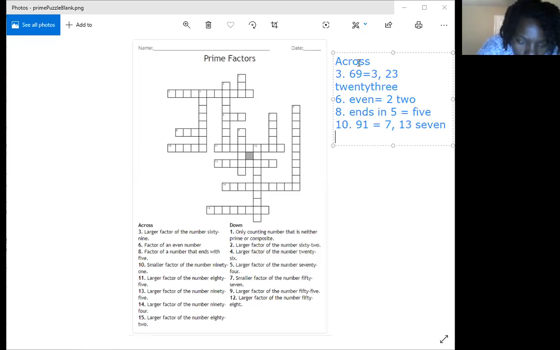Next is 11. And 11 says larger factor of the number 85. So we look at 85, and by golly gee, it ends in 5. So one of the factors is 5. The other factor is 17. Okay, and we want the larger, so we know that the answer is 17.